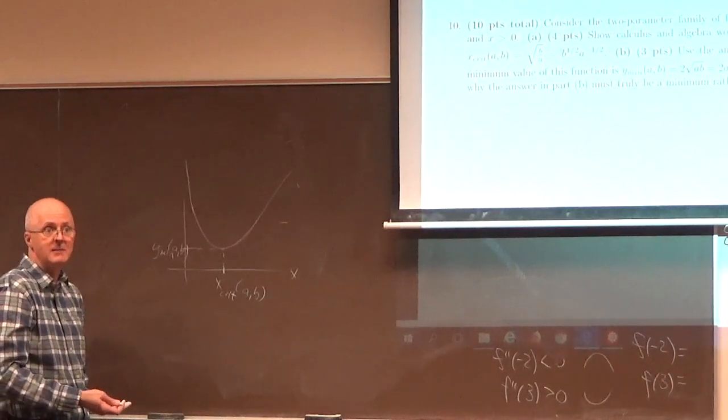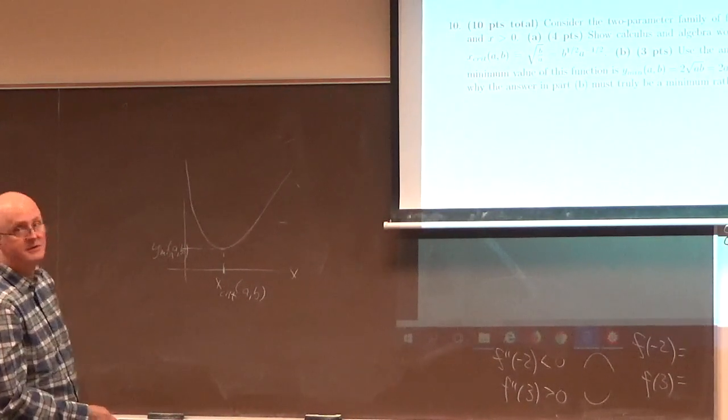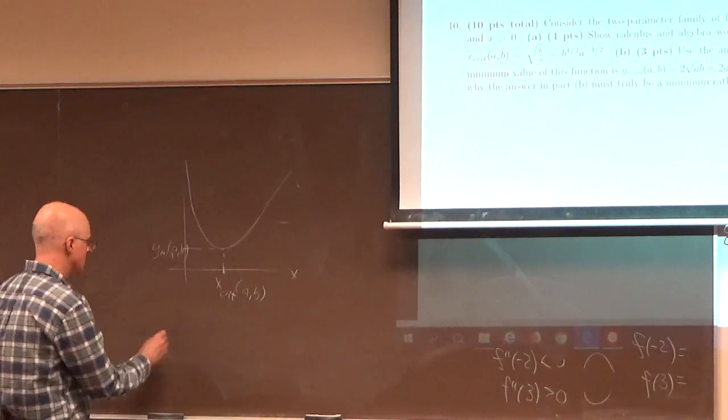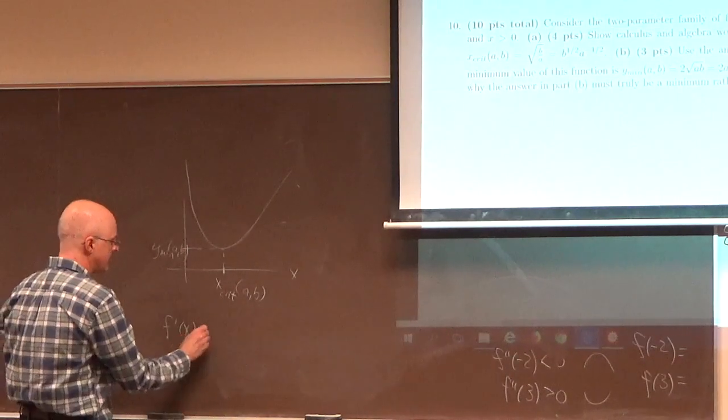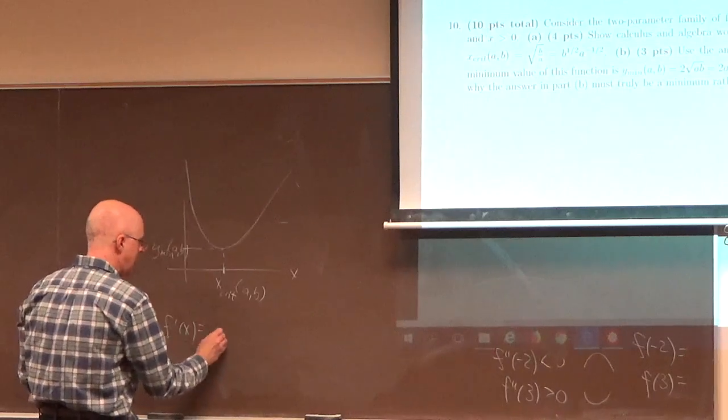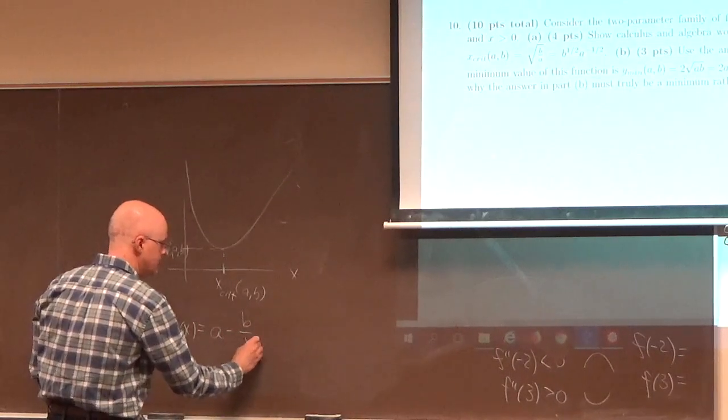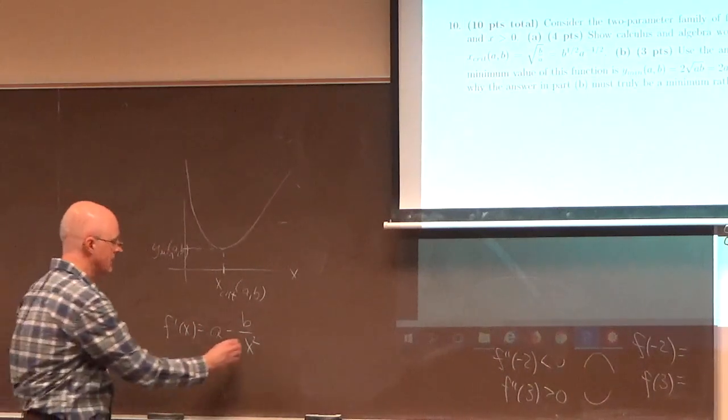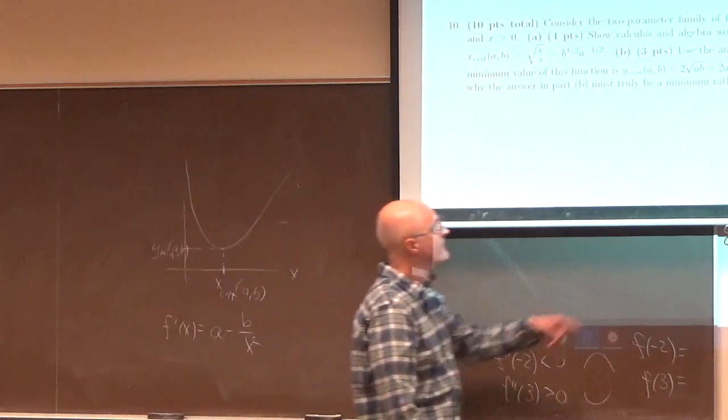Your answers depend on A and B. And I tell you the answers. So it's just a matter of actually doing the calculation. Find the derivative. You'll get A minus B over x squared if you do. Look at that formula right there.